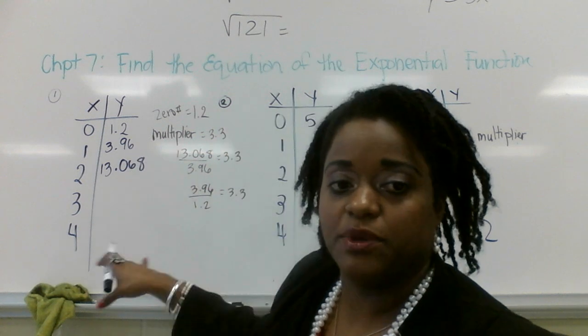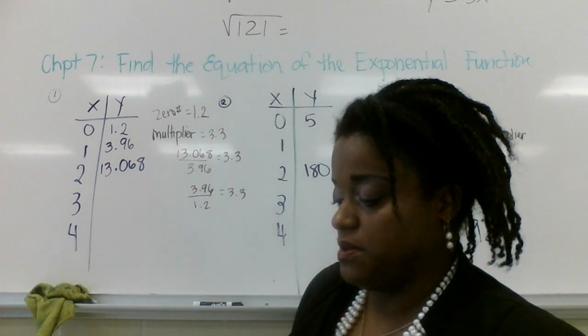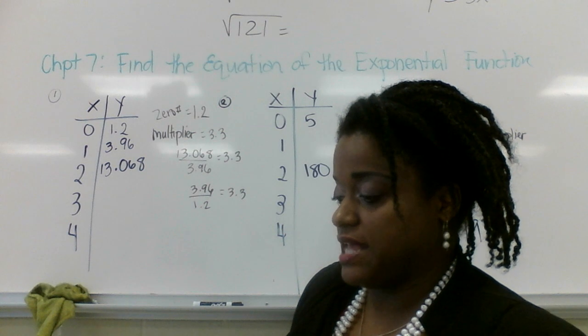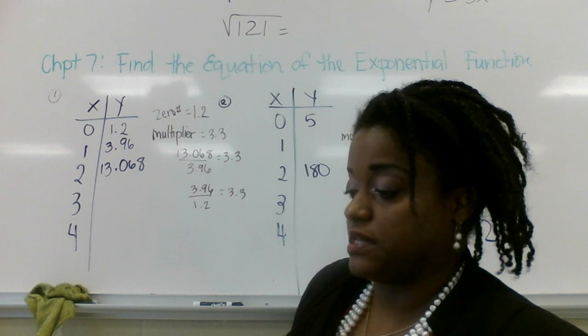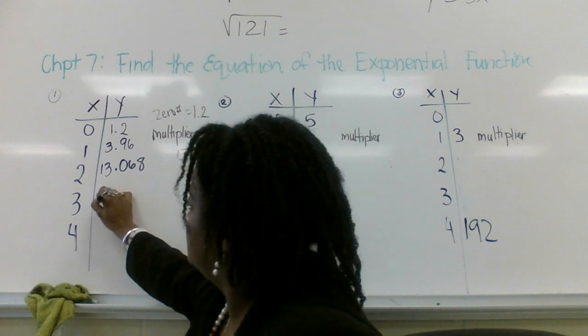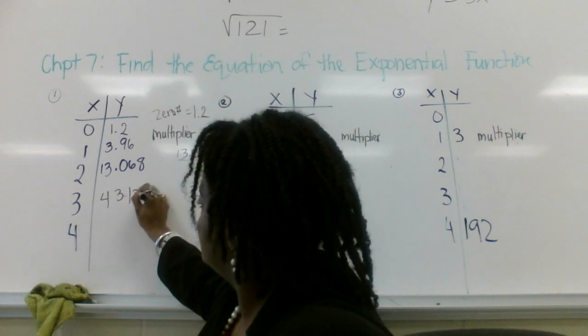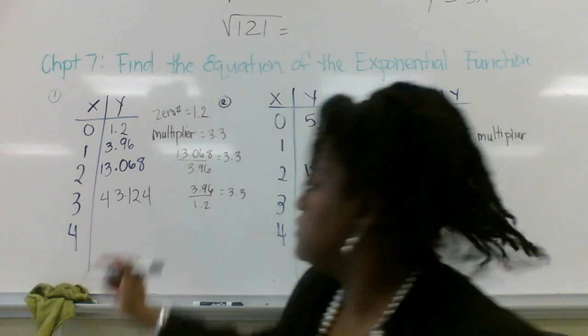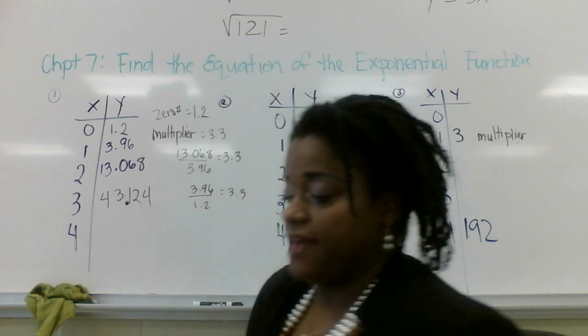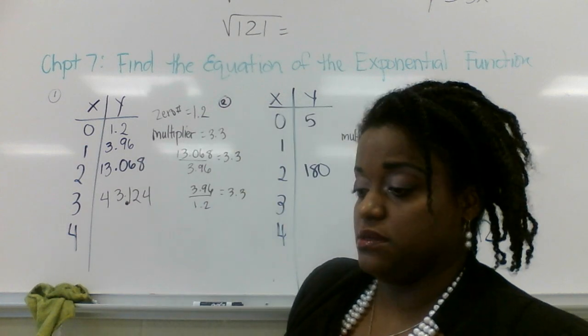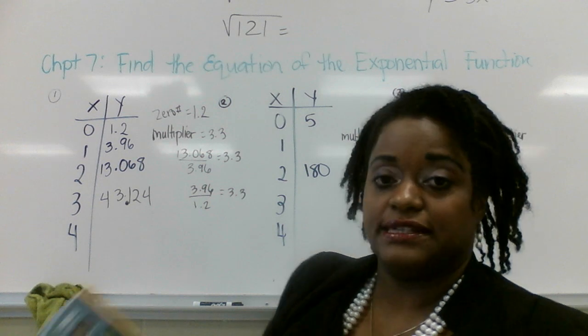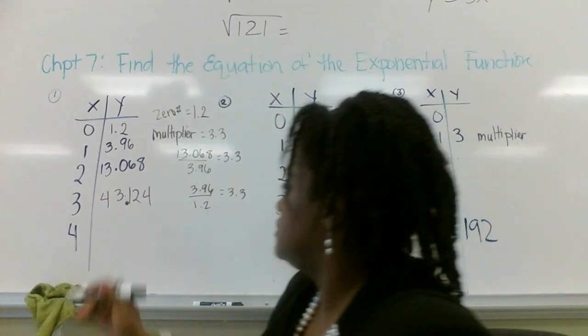So to fill in the table, I'll just keep multiplying. So first we'll do 13.068 times 3.3, and I get 43.124. You can't really see that decimal. And then I times that by 3.3. I get a bigger number.